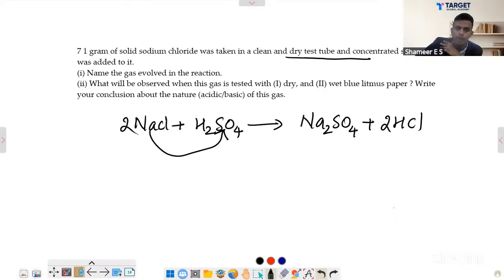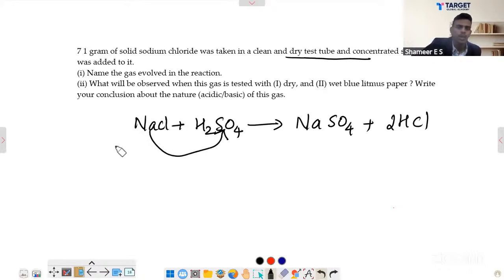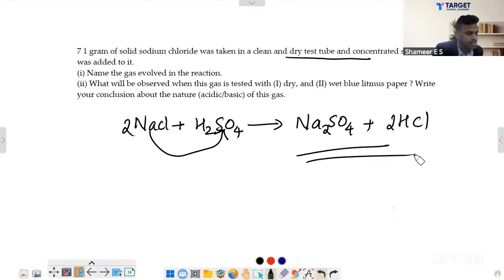Suppose you are confused with balancing, I will give you another tip. Suppose you are confused between Na2SO4 or NaSO4, then just write like this. Suppose you know Na plus SO4, you are writing NaSO4. And you know H and Cl, you know it's Cl, but two hydrogens are present. So you should give a 2 here, so 2 in Na2. So this is the reaction.